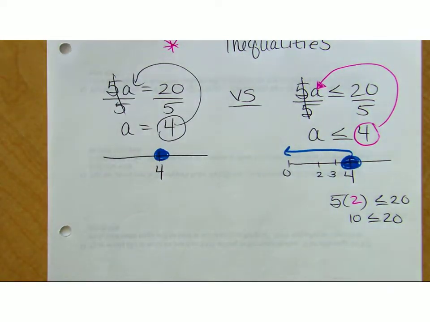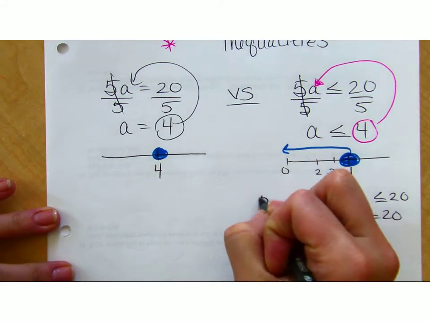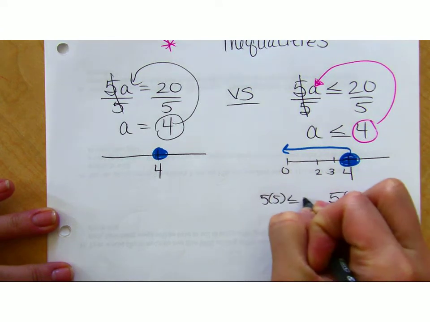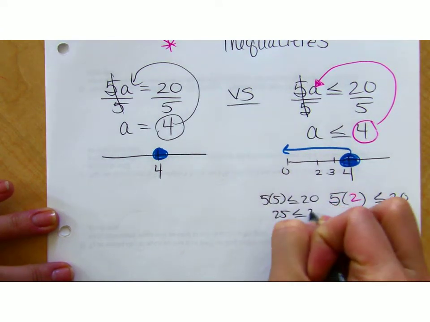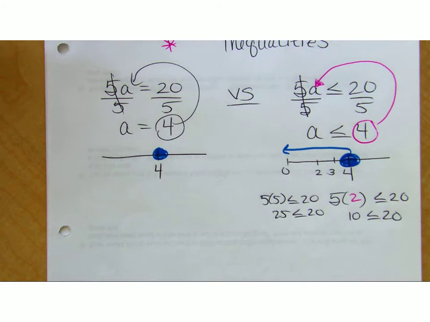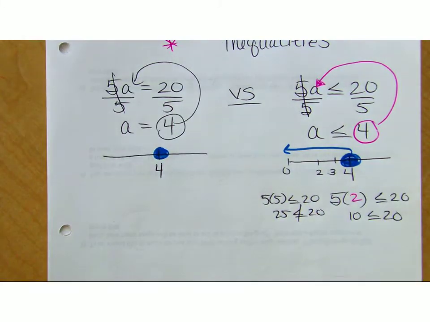What would happen if I picked a number that wasn't less than or equal to 4? Like 5. And I did 5 times 5, and I got 25. Is that true? Okay? So we understand what makes it true and false, if you plug it in and it's true or false. Got it? Okay?